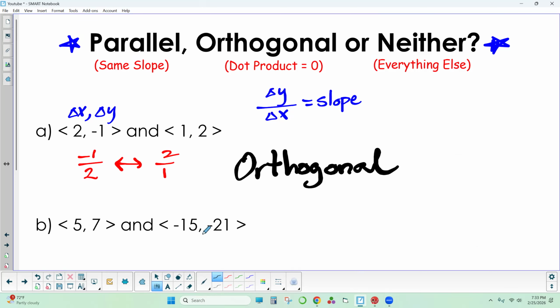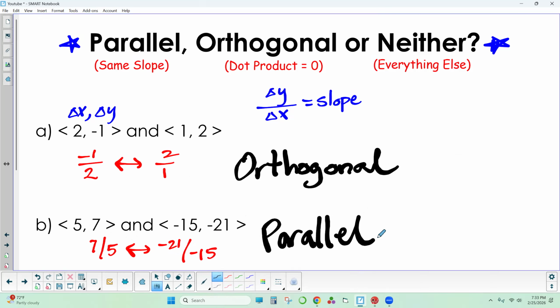Okay? Let's look at the bottom two. So here, the slope would be 7/5. And over here, negative 21 over negative 15. What's the relationship? Well, if we simplify negative 21 over negative 15, we simply have 7/5. So these have the same slope. These two vectors are parallel.